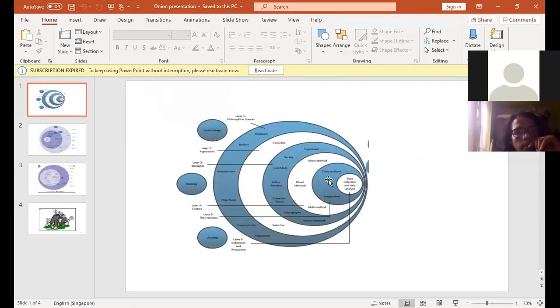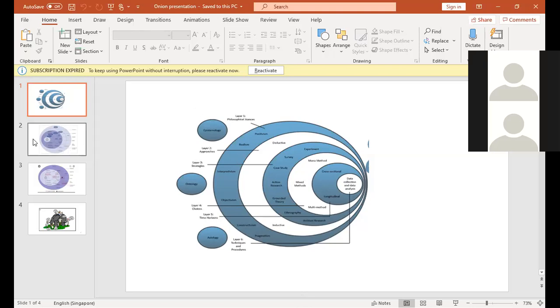Can you see a different onion, like blue and white stripes? Yes, madam. Now, the ontology, epistemology, you can see outside the onion. Right here, you can see this is epistemology, ontology, axiology. So you should understand that they are not philosophies, because what you see inside are actually philosophies. These are other things that help you to figure out what your philosophy is.